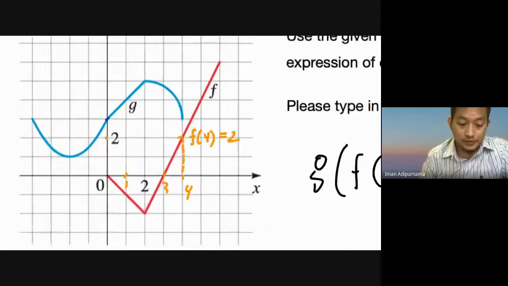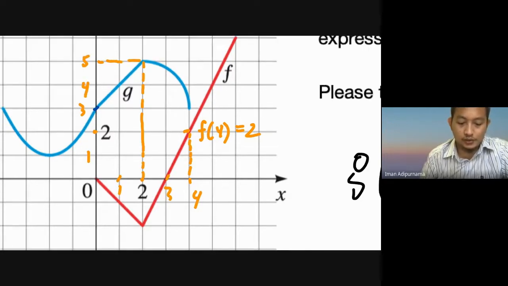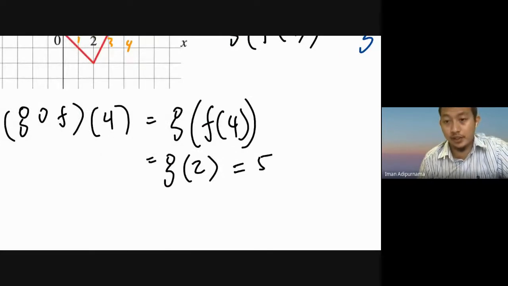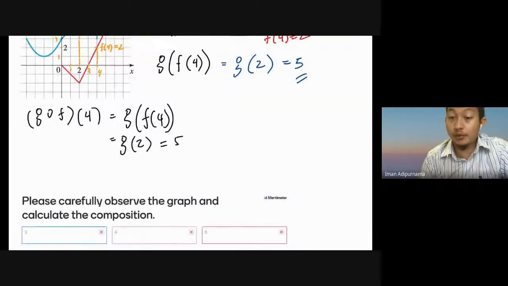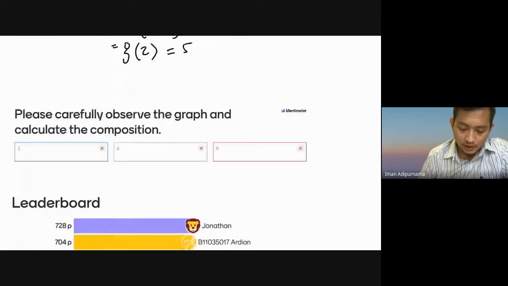That means g of 2, where x equals 2. So you have this and this. This is 1, 2, 3, 4, and 5. That's why the answer is 5. Okay, do you get it? That's how you observe through the graph for compositions. And no one got the correct answer.